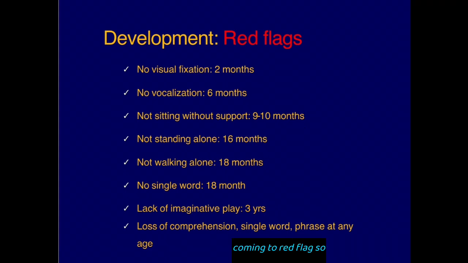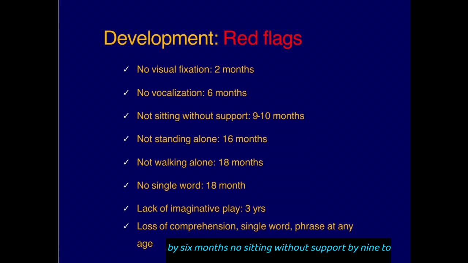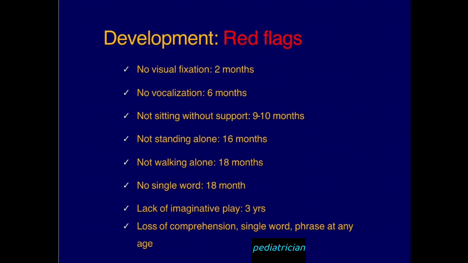Coming to red flags. If there is no visual fixation by 2 months of the child, then it is a red flag. No vocalization by 6 months, no sitting without support by 9 to 10 months, not standing alone by 16 months, not walking alone by 18 months, no single word by 18 months, lack of imaginative play by 3 years, loss of comprehension, single word or phrase at any age. If all these signs are there in any child, then you should immediately go to a pediatrician.